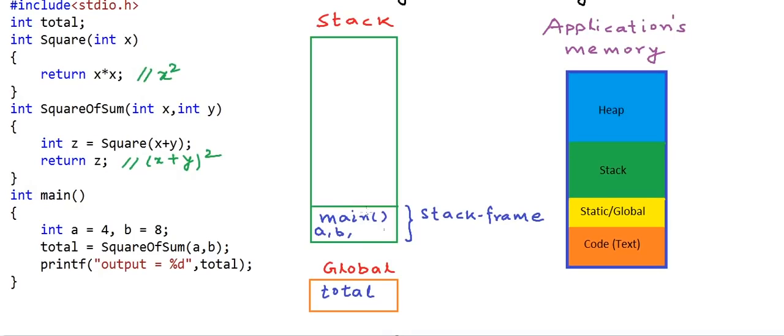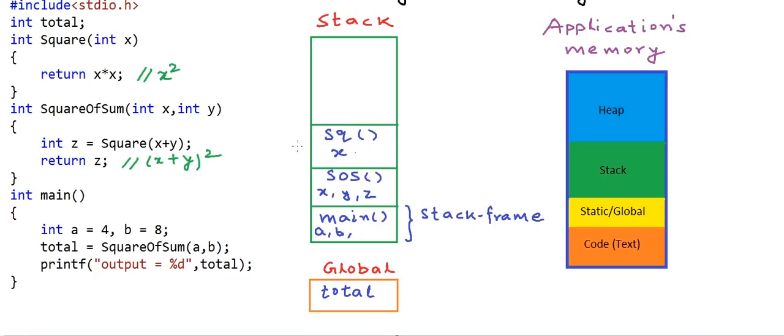The size of the stack frame for a method is calculated when the program is compiling. Now when main calls square of sum method, let's write shortcut SOS for square of sum. Then a stack frame is allocated for the call to square of sum. All these local variables x, y, z will sit in this particular stack frame. Now square of sum calls square. Let's again put a shortcut here for square. So another stack frame for square, and it will have its own local variables.